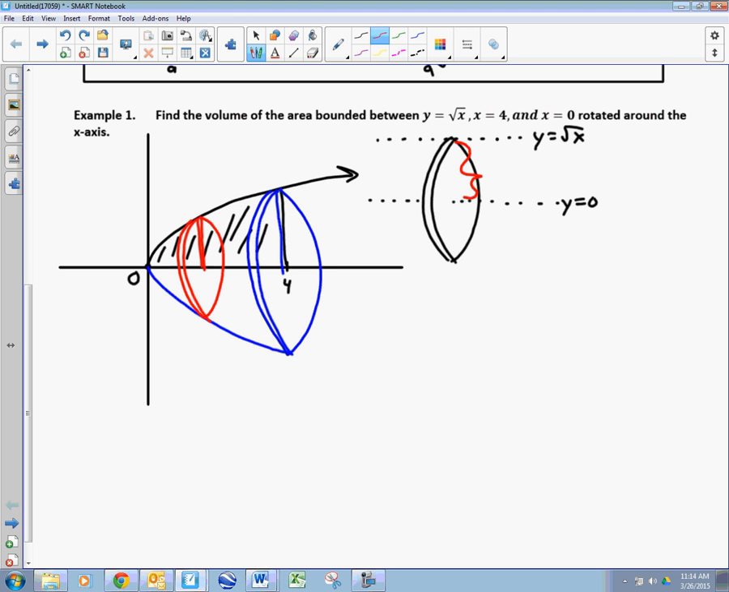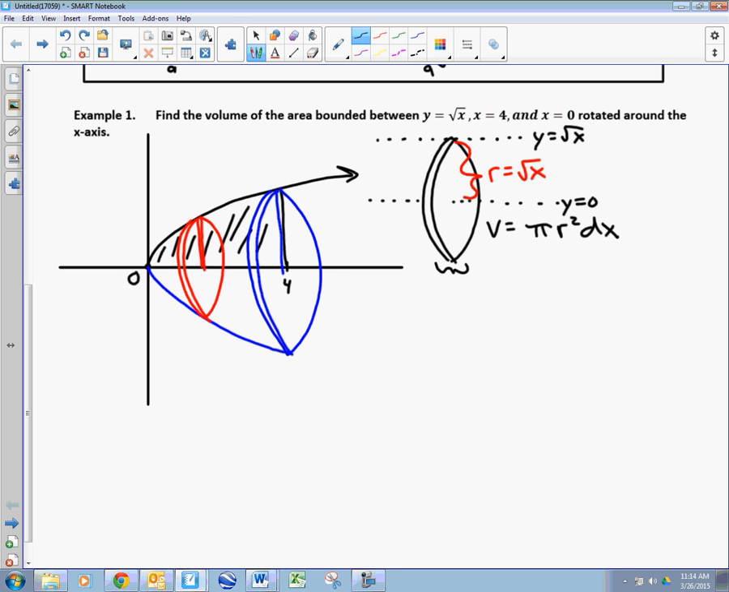Now, there will be times where we don't rotate it around y equals 0. We rotate it around y equals 1, or y equals negative 1, or say y equals x. So you've got to be ready for rotations of different kinds, okay? So there we have it. My radius is equal to the square root of x. We know that the volume is equal to pi r squared dx.